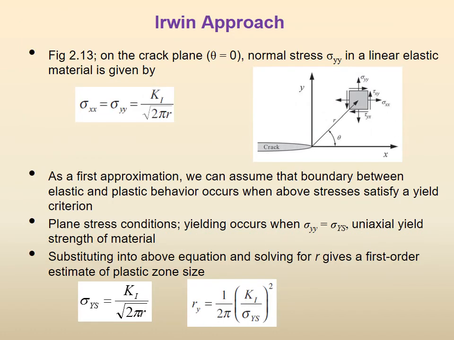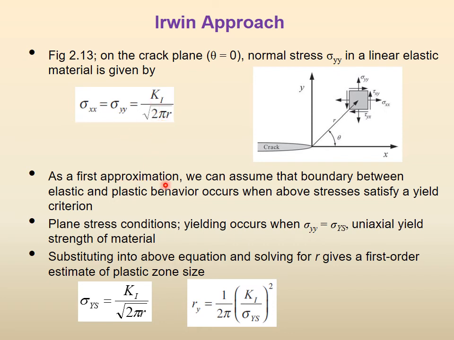So let us see the Irwin approach for the plastic zone at the crack tip. This you remember, right? Now, if theta is equal to 0, then we are right here, exactly here. This is an equation where sigma xx or sigma yy, this stress or this stress, is given by K1 upon root 2 pi r. This we know. This is given to us.